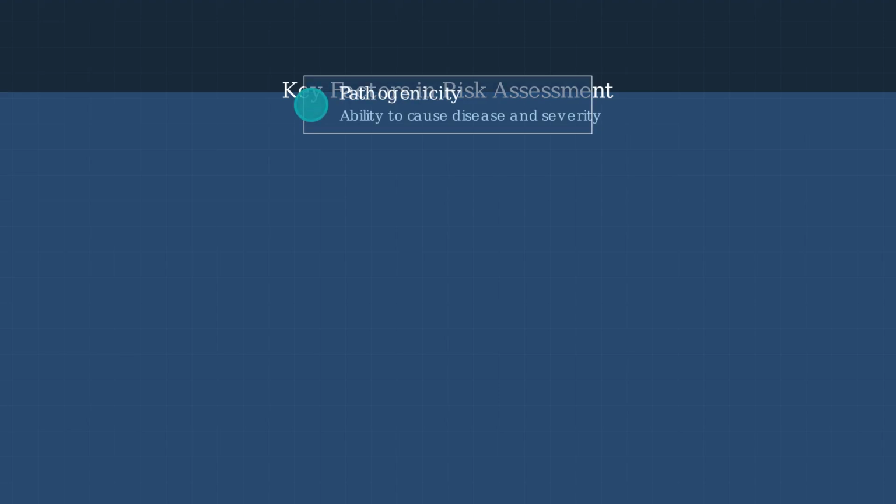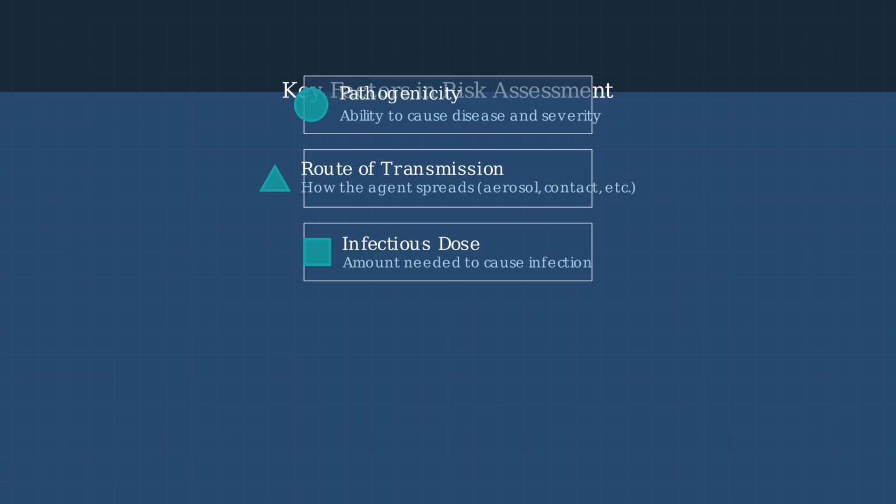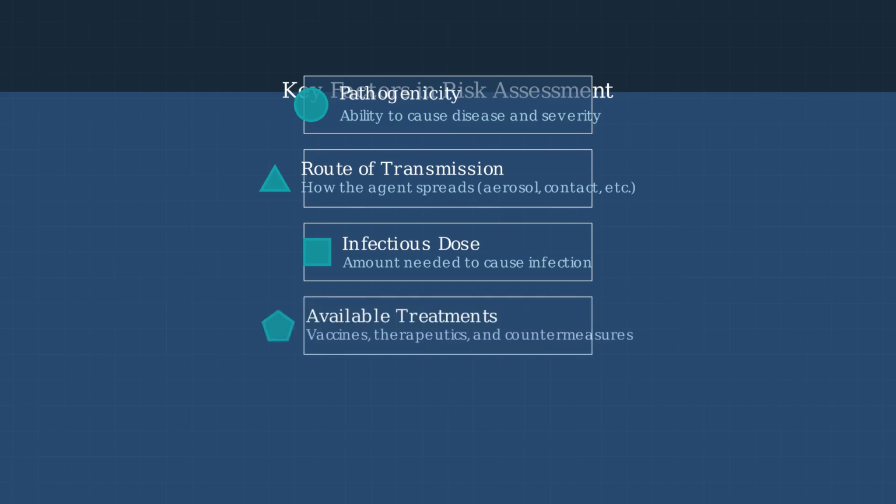Pathogenicity refers to an agent's ability to cause disease and the severity of that disease. The route of transmission indicates how the agent spreads, such as through aerosols, direct contact, or other means. The infectious dose is the amount of the agent needed to cause an infection, which varies widely between pathogens. Available treatments, such as vaccines or therapeutics, can mitigate risks if exposure occurs.